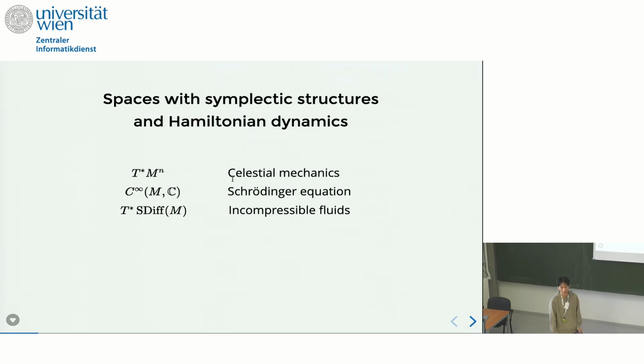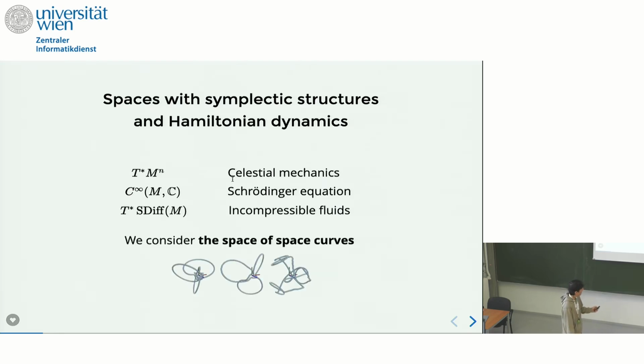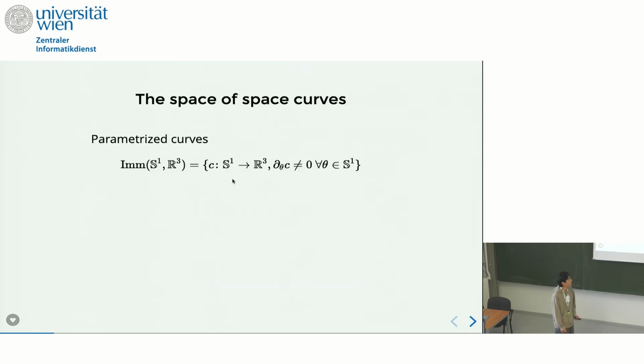And there are many physical systems that are modeled as Hamiltonian systems on different symplectic spaces, like thermodynamics, the Schrödinger equation, incompressible fluid motions, and so on. And in this talk, I want to focus on the space of space curves. I want to first introduce parametrized space curves before going to the shape space of unparametrized space curves. When I say parametrized curves, this is just a collection of immersions from S1 to R3, that are just maps that are nowhere vanishing in derivative.